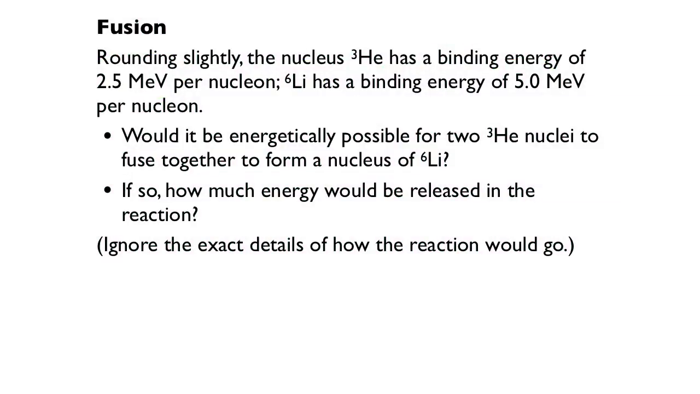Well, let's start by taking a look at how this works. I start out with two helium-3s, and I'm turning that into one lithium-6. Now let's think about the binding energy per nucleon. I've got 3 nucleons in each of my helium-3s, so I have a total of 6 nucleons because there's 2 helium-3s. The energy is 2.5 MeV per nucleon.